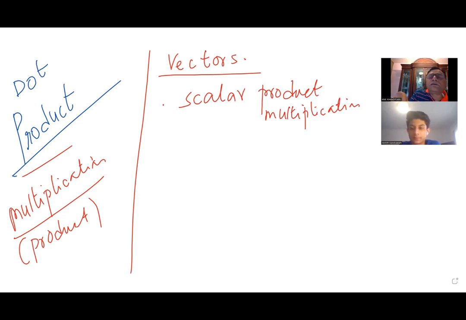So if I have a vector, let us say vector u, then 2u is a scalar multiple. The only thing here is that the vector u, if it is represented by this arrow, then 2u will be twice the length in the same direction. So that is scalar product.